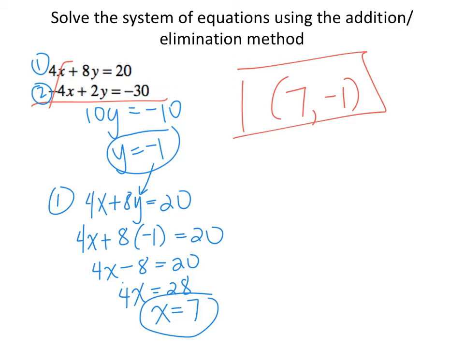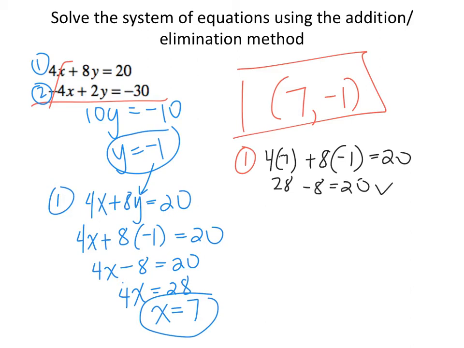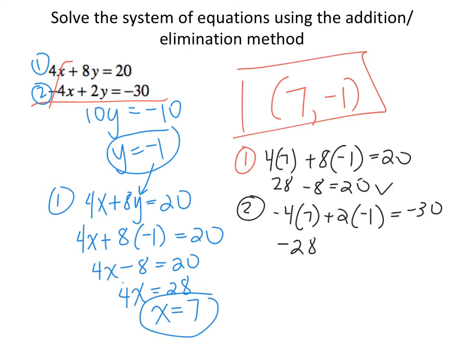So plugging into the first equation, I have 4x, x is 7, 4 times 7 plus 8 times -1 is equal to 20. So we have 28 minus 8 is equal to 20. That is true. My second equation, -4 times x, 7 plus 2 times -1 is -30. So we have -28 minus 2 is equal to -30. This is also true.